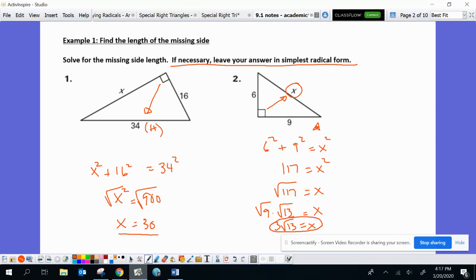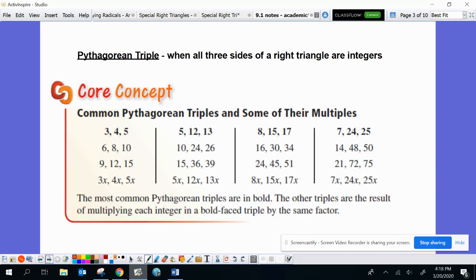Now, if you look at number 1, our missing side length was 30. That means we had side lengths 16 and 30 with a hypotenuse of 34. If all three side lengths are integers, meaning no decimals, no square roots, then that's something we have on this next slide called a Pythagorean triple. That's when all three of the sides of a right triangle are integers. And these are some of the most common ones.